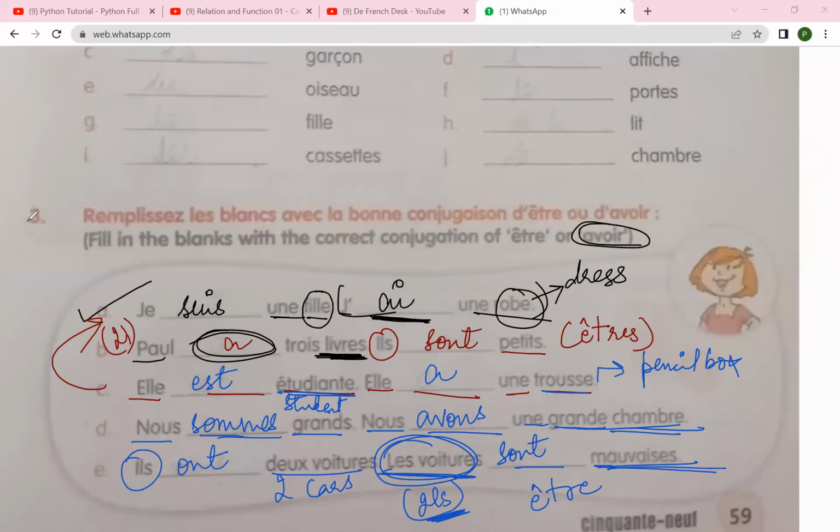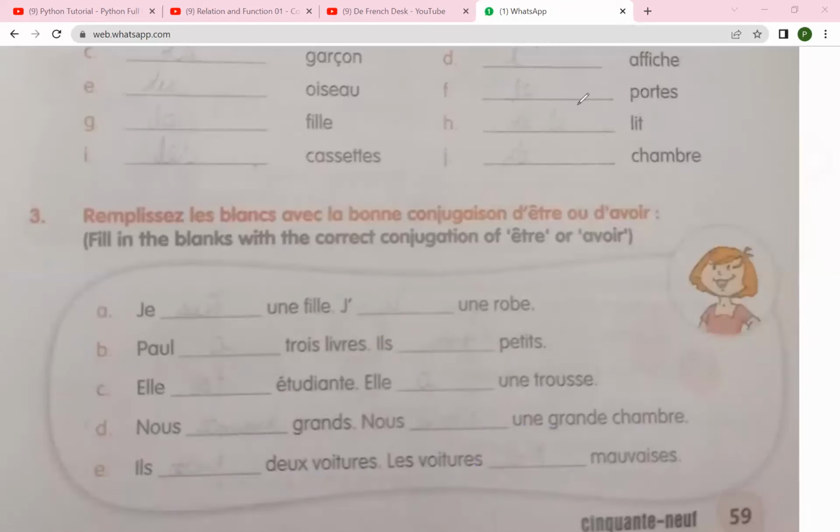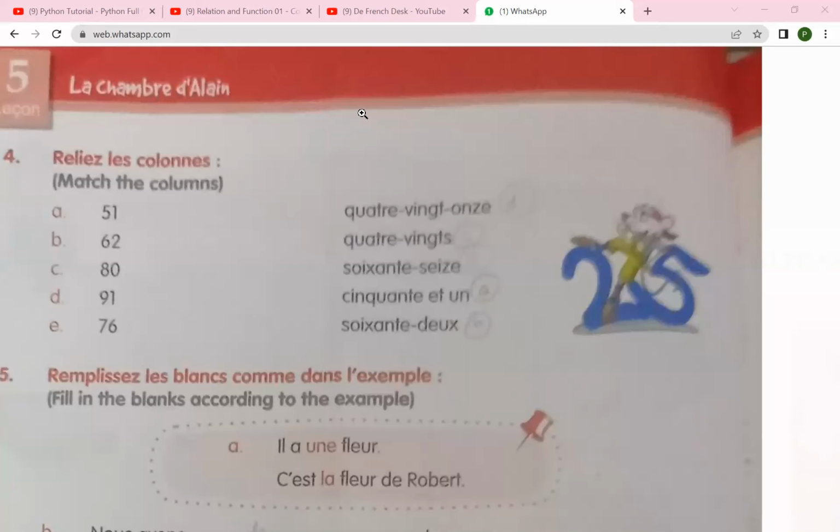I hope you could differentiate the usage of the two verbs. And if you have any doubt, you do leave it in the comment section. I'll try to make it clear to you. Okay. Moving on to the next question, that is relier les colonnes, that is match the columns.